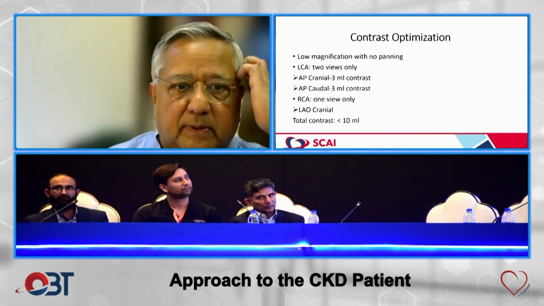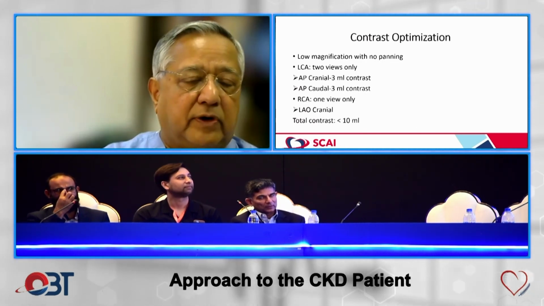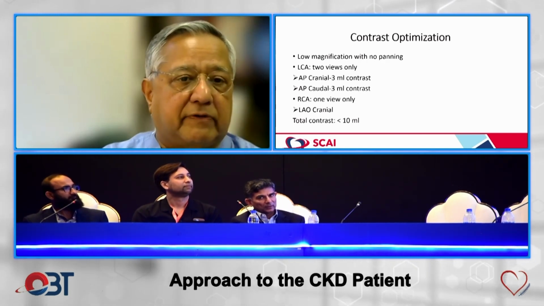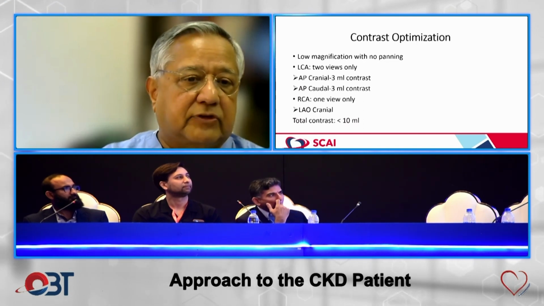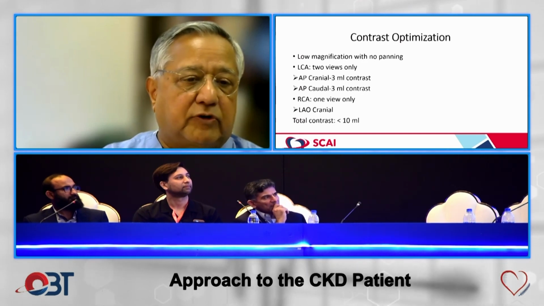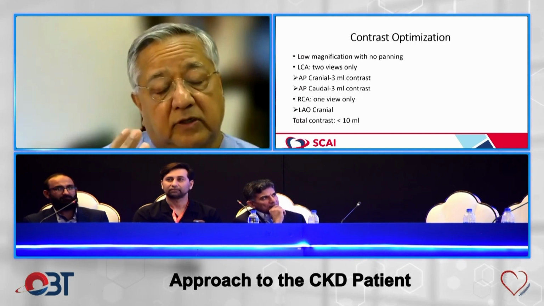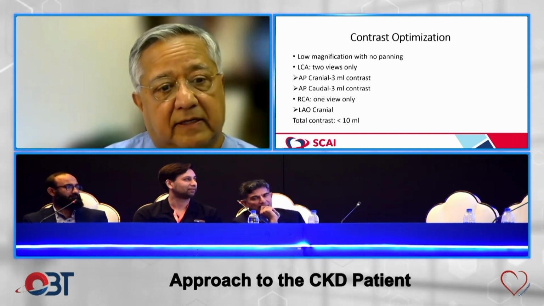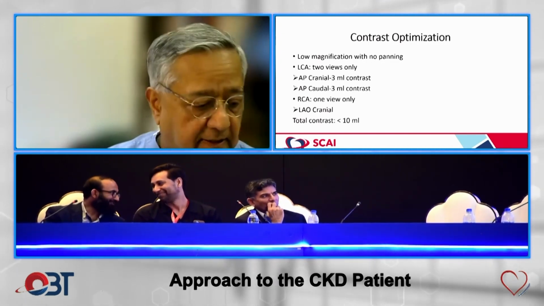How do you do contrast optimization? You should use low magnification, no panning. You should obtain the left coronary artery in 2 views only, like an apical or spider or cranial view. Those are the only 2 views you need, really, and inject 3 mLs of contrast for each view. And for the RCA, get an LAO cranial. So you can do a good study if you have a good, modern camera in your system. You can visualize everything in less than 10 mLs, and that's all you need for diagnostic studies.